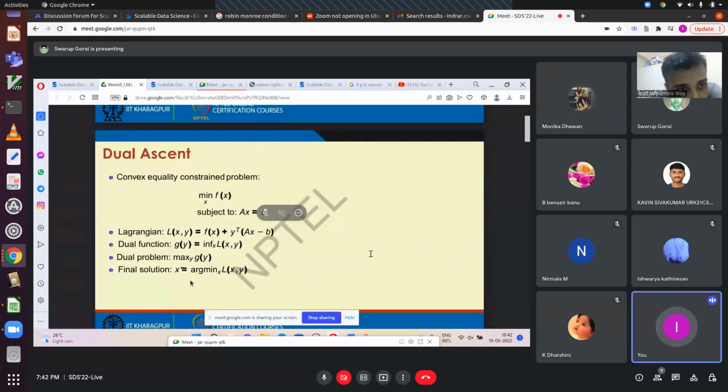So this is dual ascent because there are two things happening. There's one minimization, there's one maximization. We minimize over what are called the primal variables, the x, and we are maximizing over y or lambda, whatever the Lagrangian or the dual variables are. So let's go below.